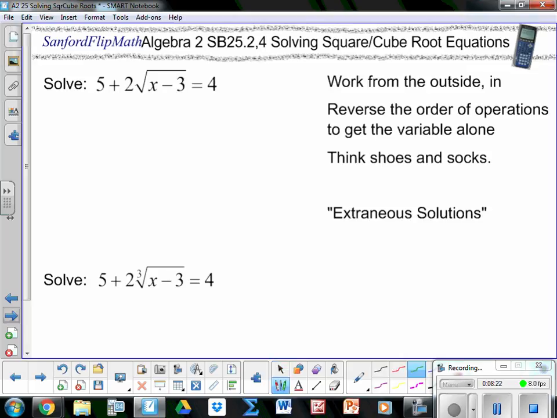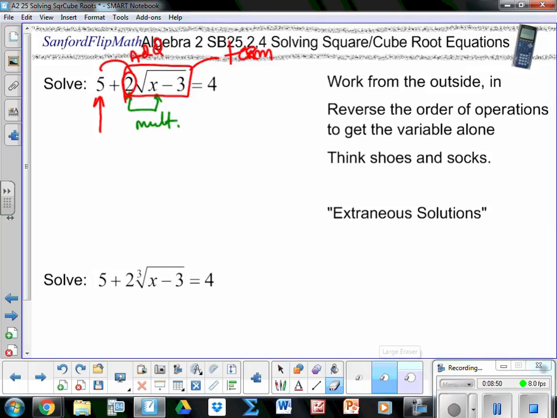Now, big warning. This 2 is connected to this square root by multiplication. This 5 is connected to this 2 by addition. Well, this 2 being connected here makes this basically like one big term. Now these are not like terms. And I say all that to say this: don't add the 5 and the 2.